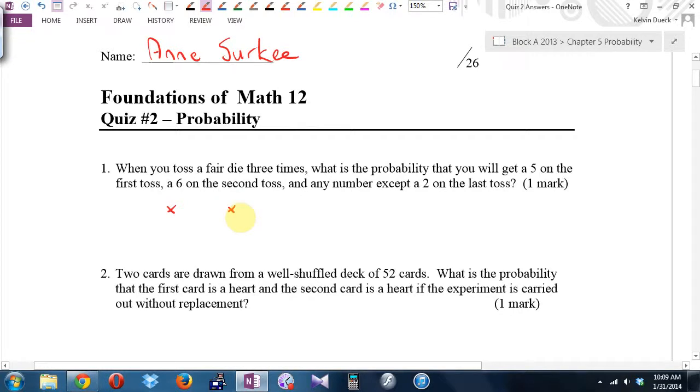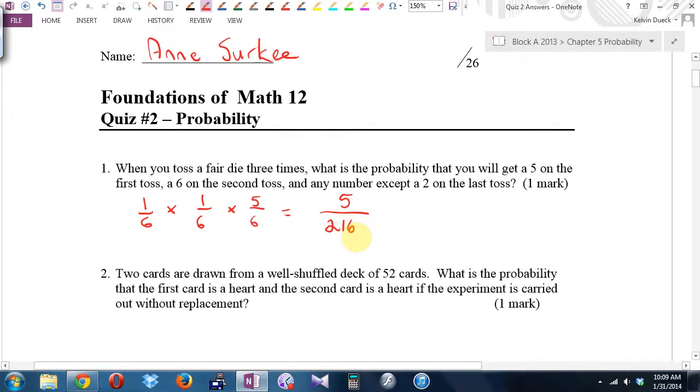what's the probability that I get a five on the first toss? What's the probability that I get a six on the second toss? What's the probability that I get any number but a two? What is the probability that you don't roll a two? And you know what? This one I can do in my head because it's top times top times top. And I know that 6 cubed is 216. The answer is 5 out of 216.